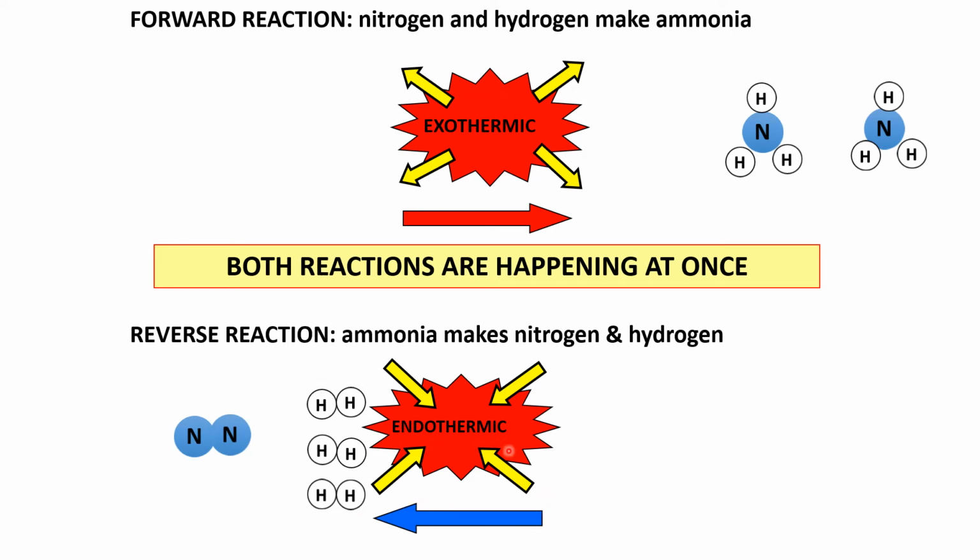It takes heat in. The forward reaction is exothermic. It gives heat out. The reverse reaction is endothermic. It takes heat in. And because it's at equilibrium, and because they're both occurring at the same rate, the rate of the forward reaction is the same as the rate of the backward reaction. Both reactions are happening at once. It's in equilibrium.